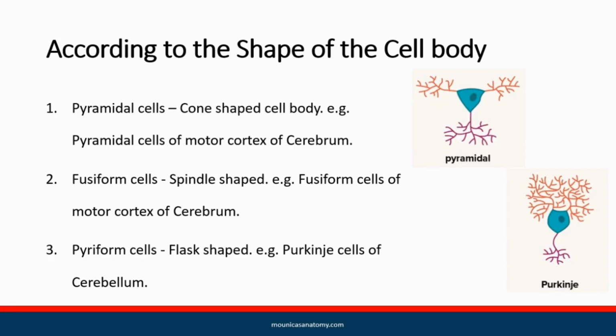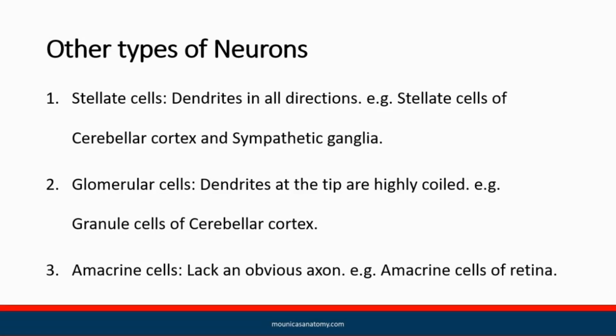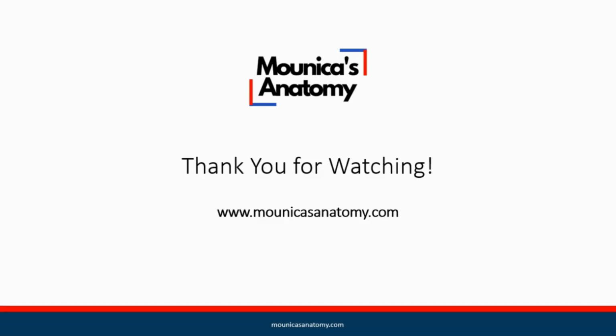According to shape of cell body: pyramidal cells in motor cortex of cerebrum, fusiform cells in motor cortex of cerebrum, pyriform cells, Purkinje cells of cerebellum. Other types: stellate cells of cerebellar cortex, glomerular cells, granule cells of cerebellar cortex, amacrine cells in retina.